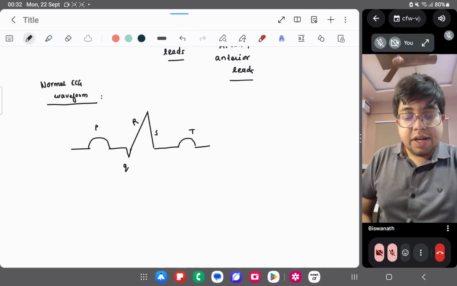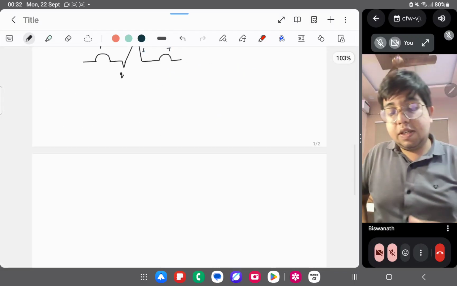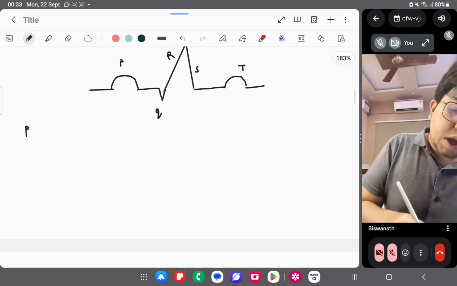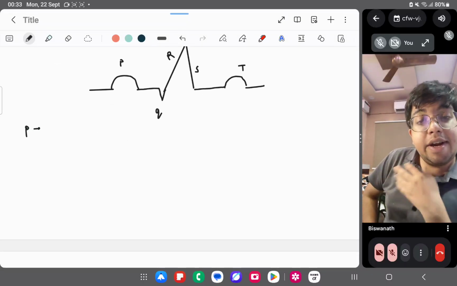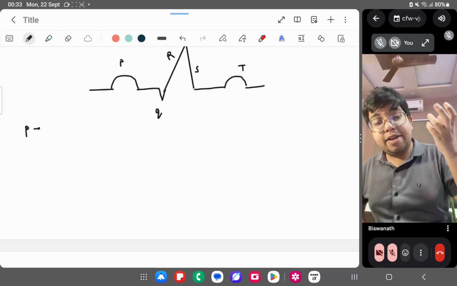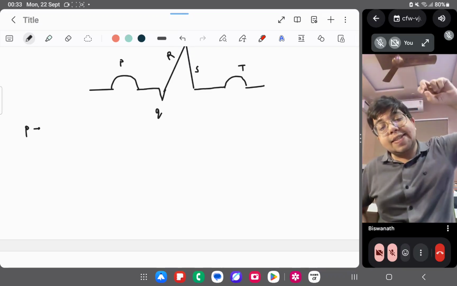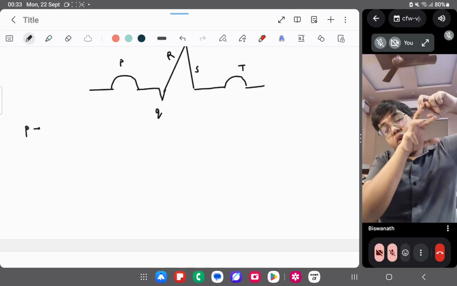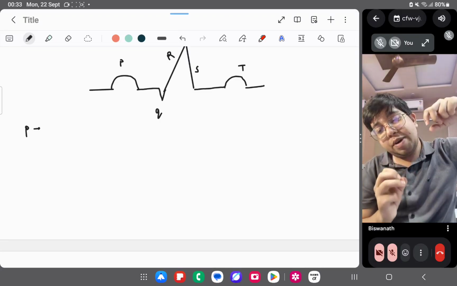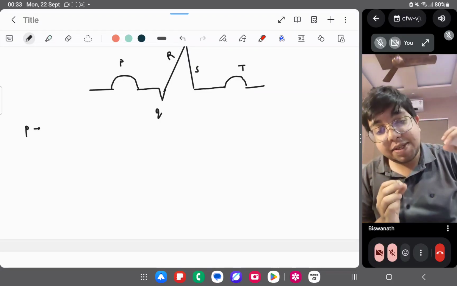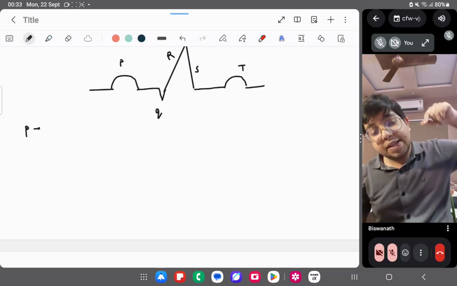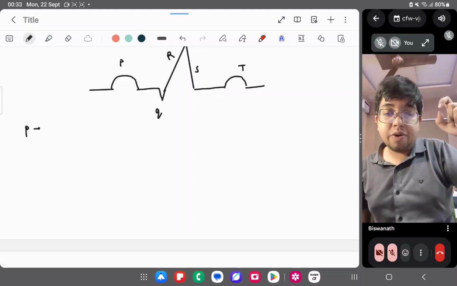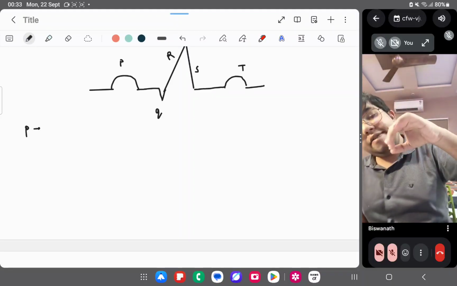So P wave, remember, it corresponds to atrial depolarization. Whenever the atrial, you know the conducting pathway, right? There is an SA node here, there is an AV node here, there are some bundles, right? Some internodal fibers. These internodal fibers are basically Thorel's, Wenckebach's. The names are there, but that's not important. What's important is that the impulse originates from the SA node in the normal heart, and the impulse originating from the SA node is a sinus rhythm. So it is traveling towards the AV node.